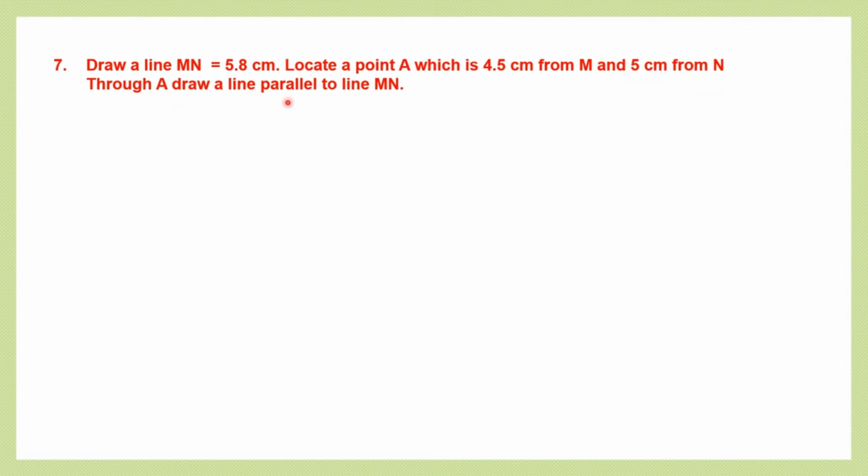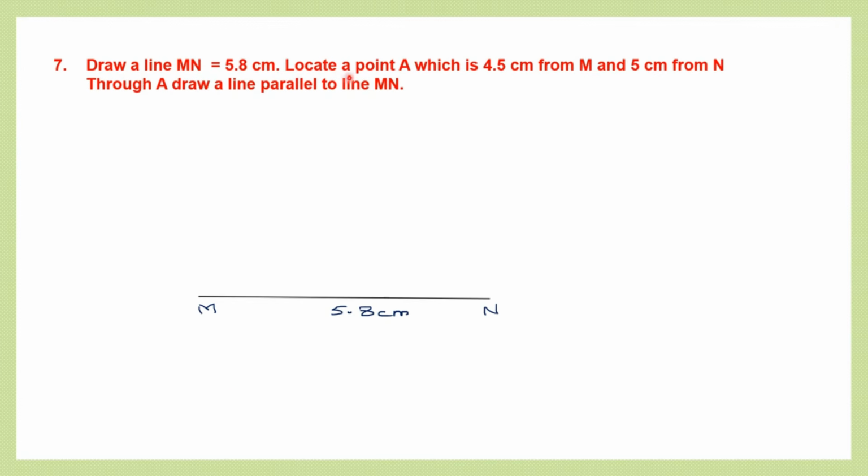Through A, draw a line parallel to line MN. So let's follow every step carefully. Draw a line MN equals 5.8 centimeters. So we have a line here. Let's name it MN, and with the help of your ruler, you need to see that this is 5.8 centimeters. So we have the line MN, which is 5.8 centimeters.